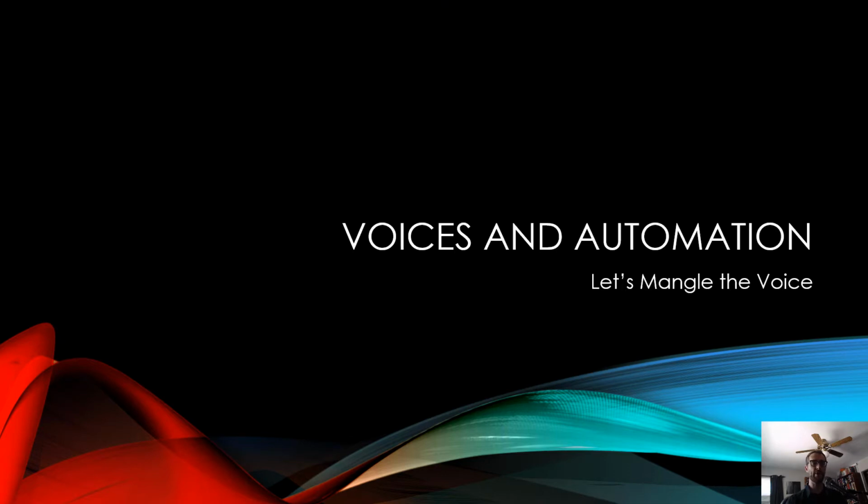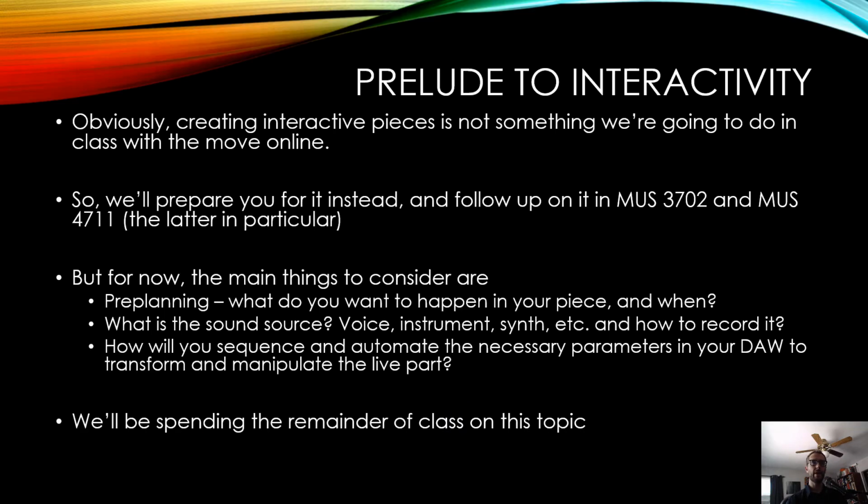We're going to start with the voice and aspects of automation and how we can use those to mangle the voice, create new and interesting textures out of it, and just generally have some fun with it. So again, we can't do truly interactive pieces in class since we're doing everything online, but this will be preparation for you that you can follow up on in 3702 and especially in interactive computer music, MUS 4711, which is all interactive all the time.